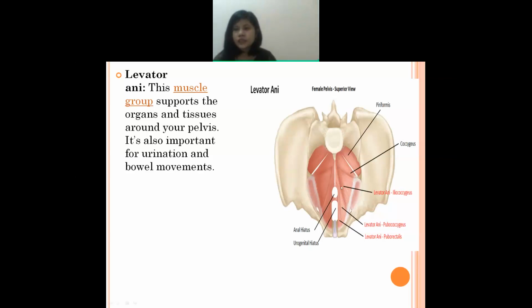I'll repeat again. This is the levator ani. Where does it lie? In the pelvic girdle, you remember, no? In bones I've taught you. So it lies there. And this levator ani helps you in supporting your organs and tissues. And also for urination, when you pass urine, as well as bowel movements. Bowel movements you can see in the digestive system part, that is the GI tract part. So it helps you in that.